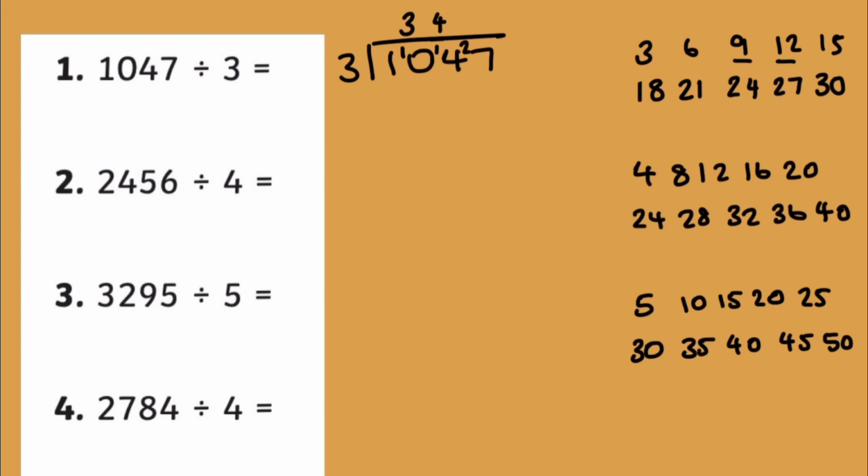So now we can see 3 into 27, and we can see 27 is in our 3 times table, and that's 9 lots of 3. So 349. Next question.